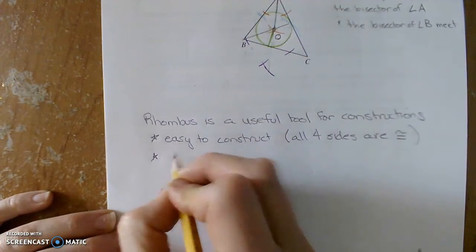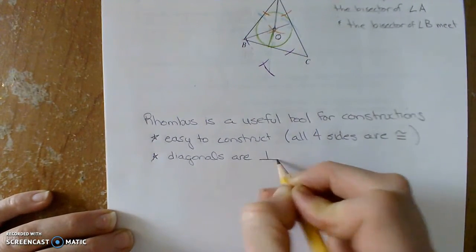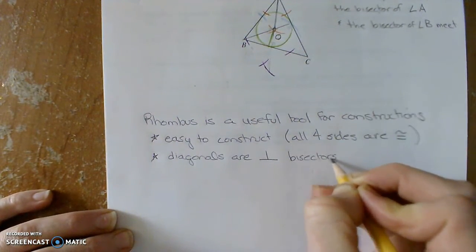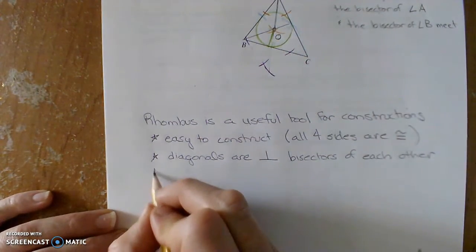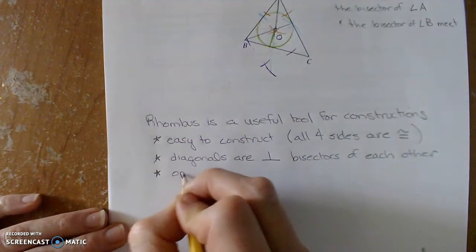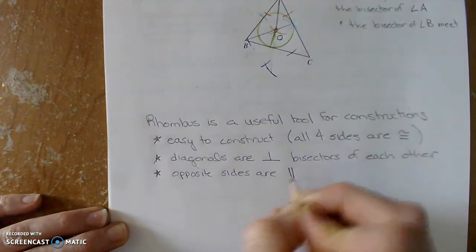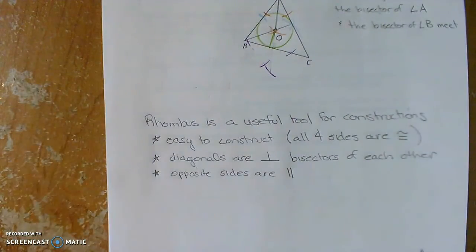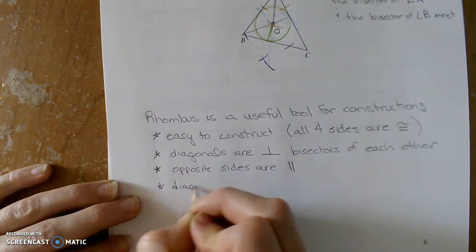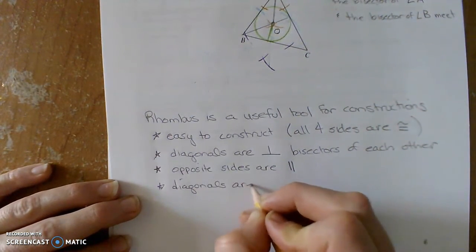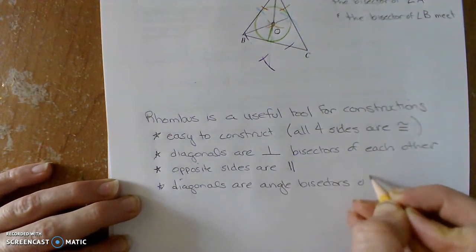And then we have that the diagonals are perpendicular bisectors of each other. We also know that the opposite sides are parallel. So if you need to draw parallel lines, you can use a rhombus. If you need to draw perpendicular lines, you use a rhombus. Also, the diagonals are the angle bisectors of the vertex angles.